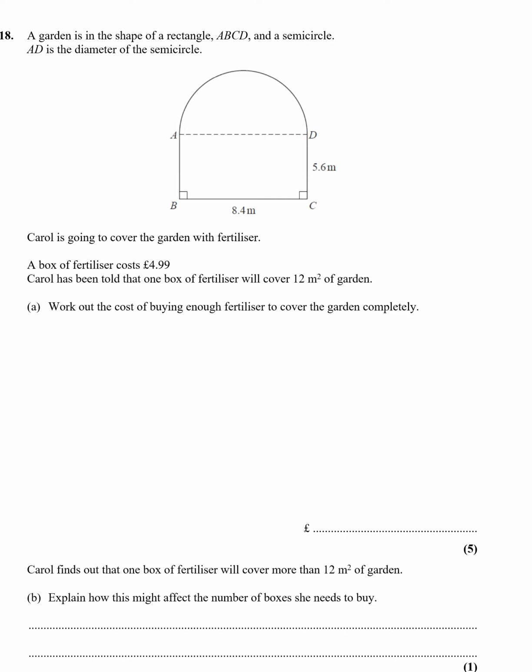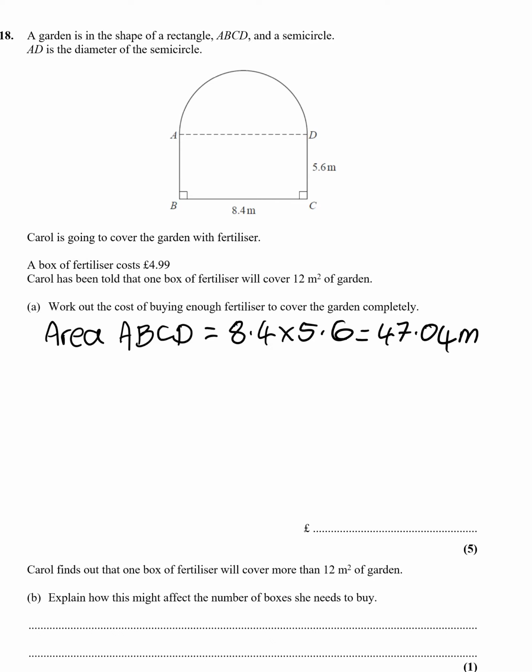Right, so we need the area first. So let's do the area of the rectangle, because I'm going to split it into a rectangle and a semicircle. So area A, B, C, D, which is basically a rectangle. So we just multiply those two together. Again, we can use our calculators. 8.4 times 5.6 gives us 47.04 metres squared. Then we've got the semicircle.